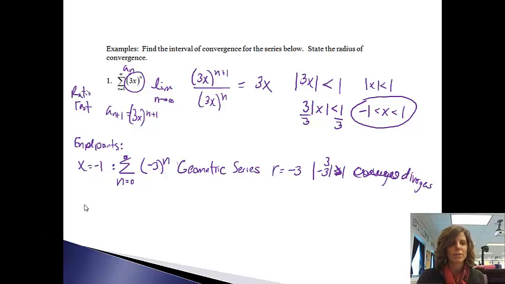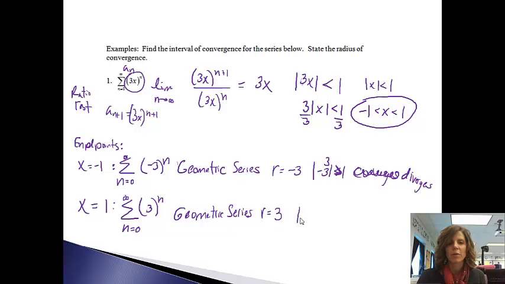Okay, and so now I'm going to check my other endpoint. I have x equals 1 is my other endpoint. So if I plug that in for the x in the problem, if I plugged 1 in there, I'll just get 3 to the n. Since I have a number raised to an n power, this is once again a geometric series. My r in this case is going to equal 3. And since the absolute value of r is definitely greater than 1 this time, again, we will diverge.